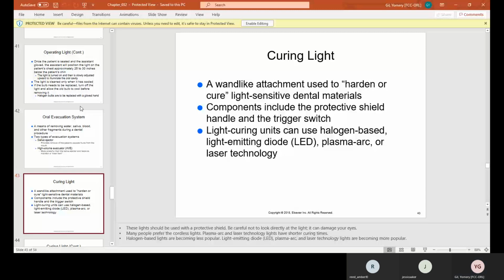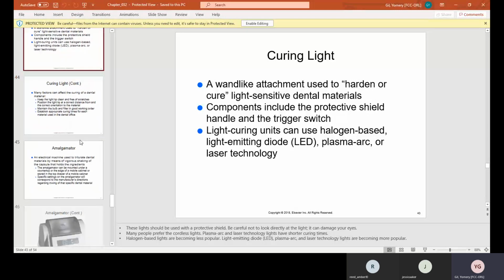The curing lights usually have the front piece, it's like glass. So be very careful, because if you drop it and that piece breaks off, you actually have to replace the whole thing, and they're very expensive.